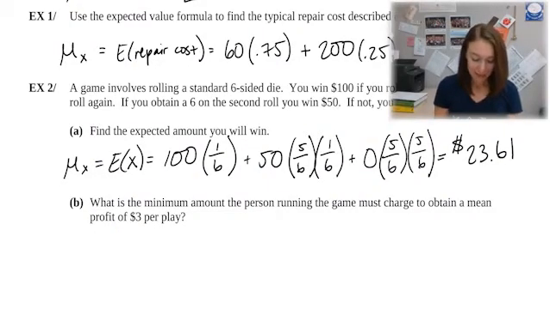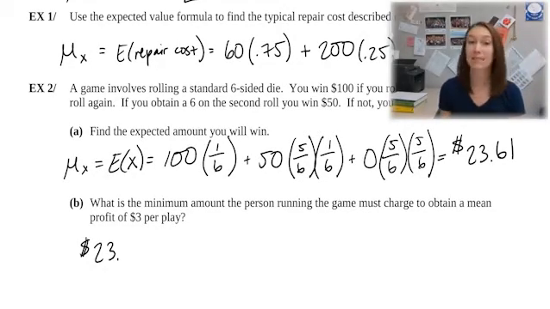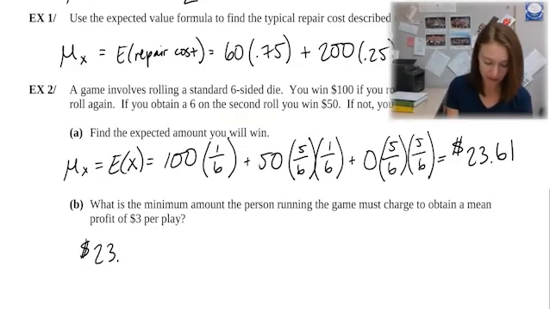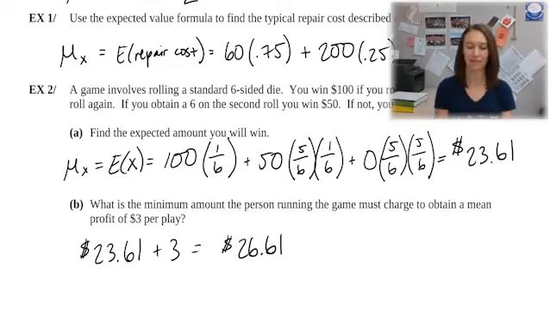All right, what is the minimum amount the person running the game must charge to obtain a mean profit of $3 per play? So the person running the game is expected to lose $23.61 every time someone plays, then if he wants to gain $3, he needs to add $3 to that. So he needs to charge a minimum of $26.61.